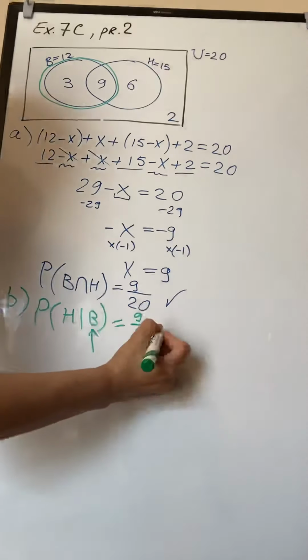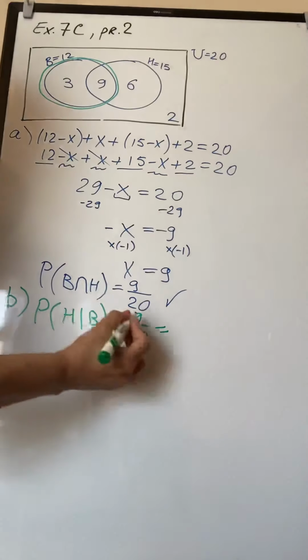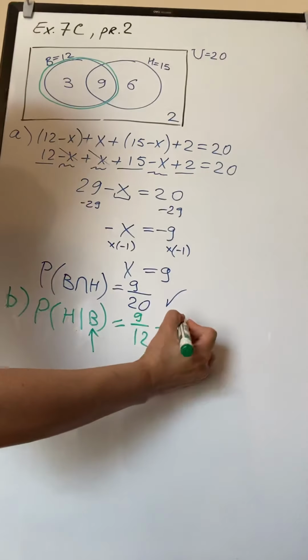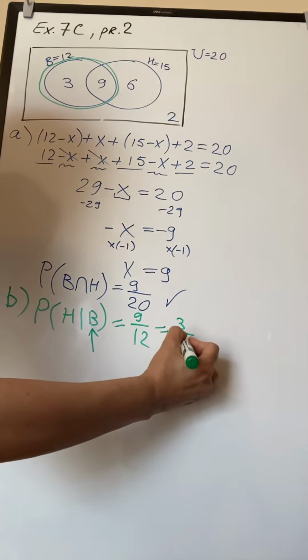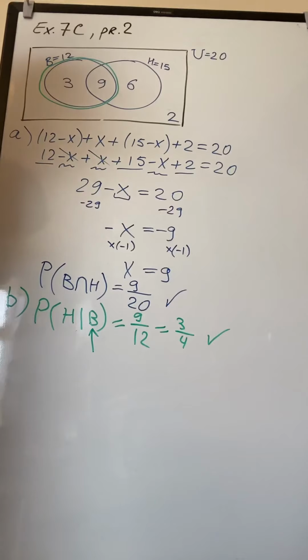We can simplify now, okay? Because both numbers are divisible by 3. So 9 divided by 3 is 3. 12 divided by 3 is 4. And that's your answer. Okay, and last, C. In an experiment, a student is selected at random from this class, and the student's course choices are noted. If the experiment is repeated 60 times, find the expected number of times a student who studies both biology and history is chosen.